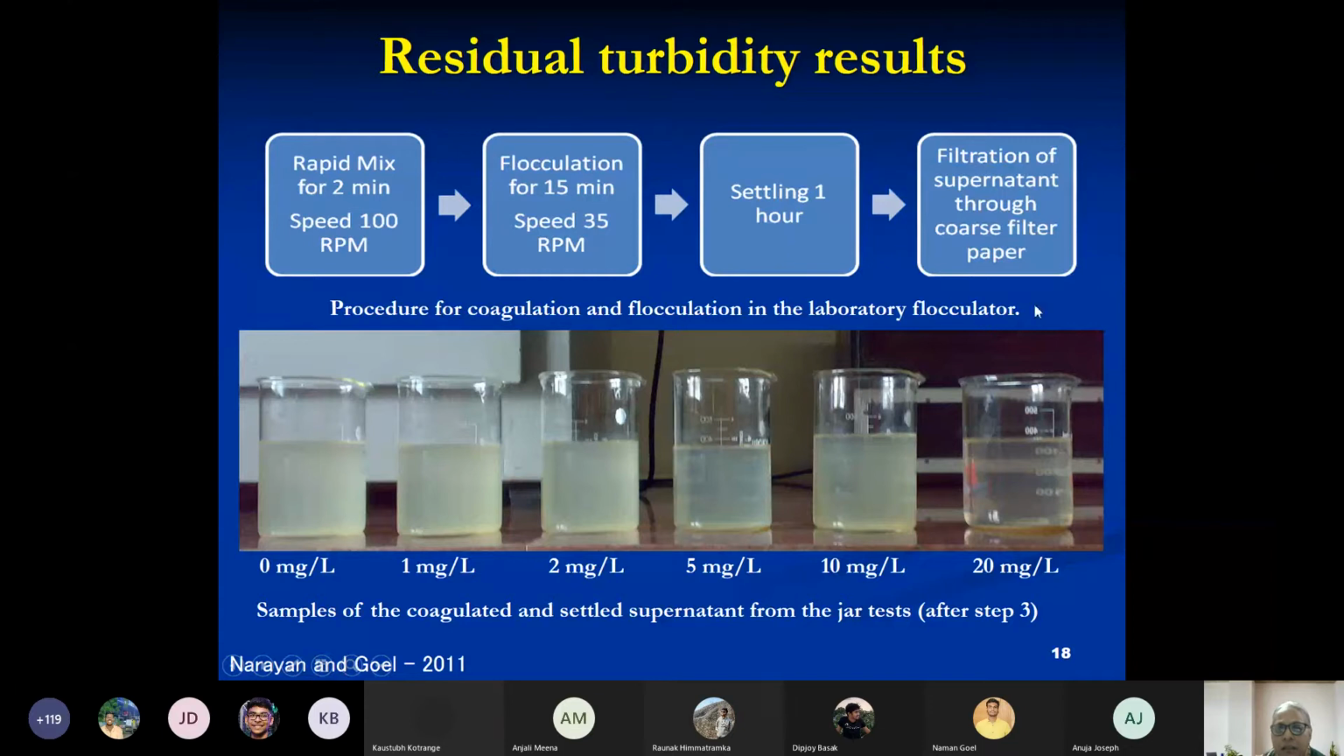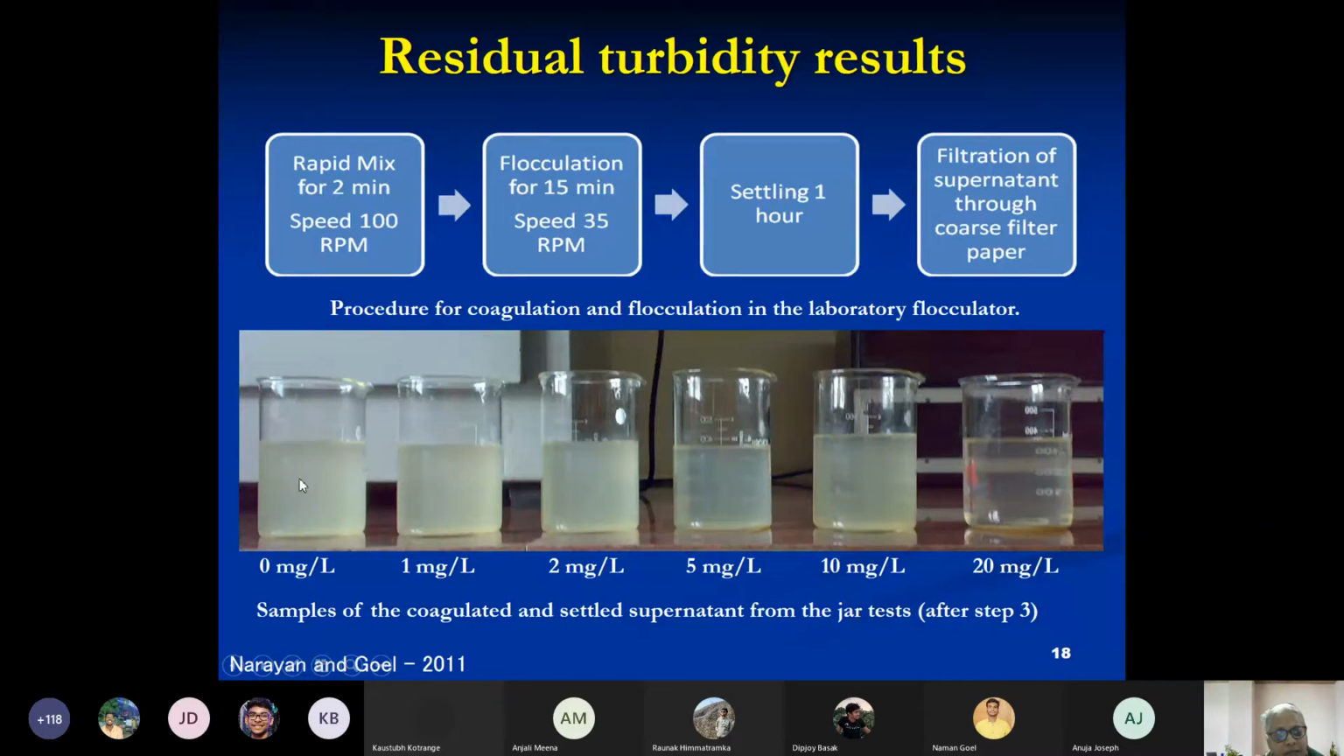And then in the lab, we filter it through filter paper. But in the water treatment plant, we use rapid sand filters. I will talk about that perhaps in the next class or in the next few slides.